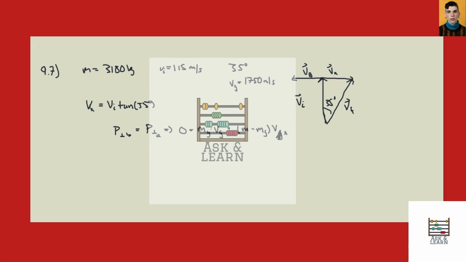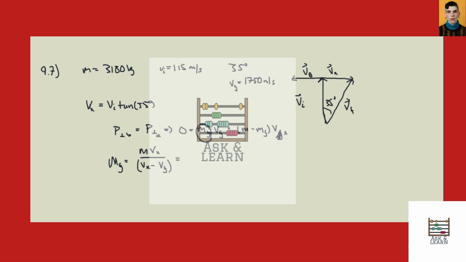Okay, so now we can start solving for what we want to know. We're trying to figure out how much gas we need to shoot out. So M gas now becomes, if we solve this, the mass of the rocket times Vx over Vx minus V gas. Cool.